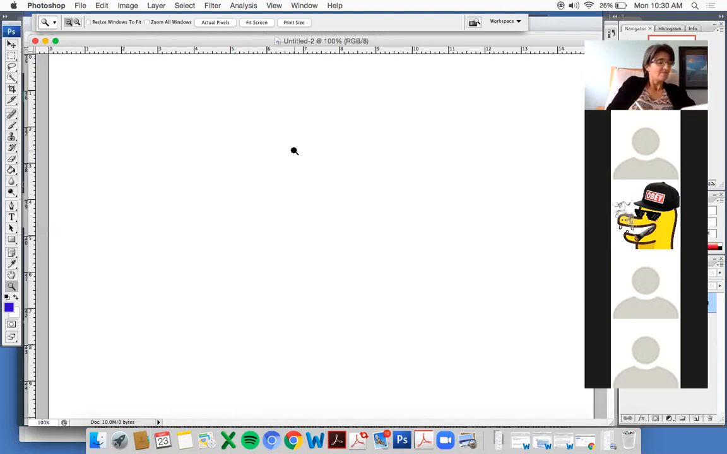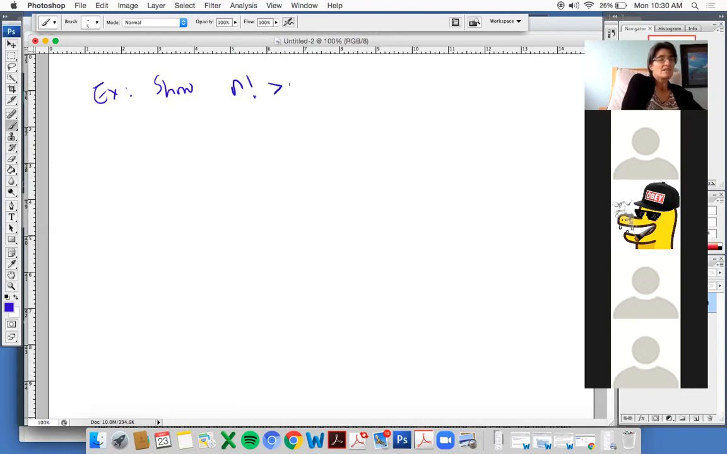All right, let's see. Okay, so I want to show that n factorial is bigger than 3 to the n for all positive integers bigger than or equal to 7.